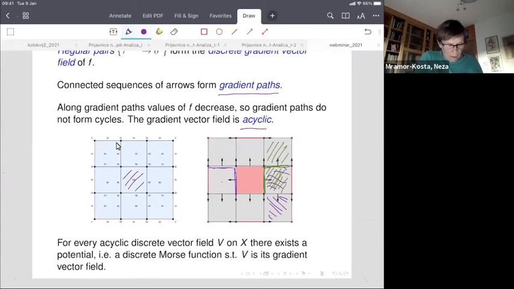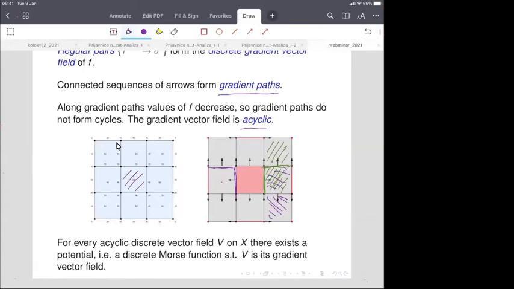And on the other hand, Neža, we have a question from the audience. Yes. So is it right that the gradient paths between critical vertices are not unique in a typical situation?